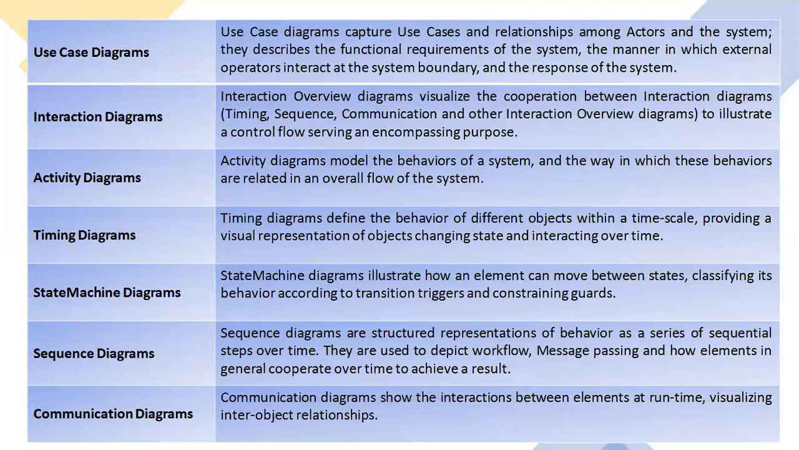Then coming to the last one, that is communication diagrams. These communication diagrams are formerly called collaboration diagrams, which is an interaction diagram that shows similar information to sequence diagrams, but its primary focus is on objects' relationships. In these diagrams, the objects that participate in the interaction are shown using vertices, and the links that connect these objects are used to send and receive the messages.